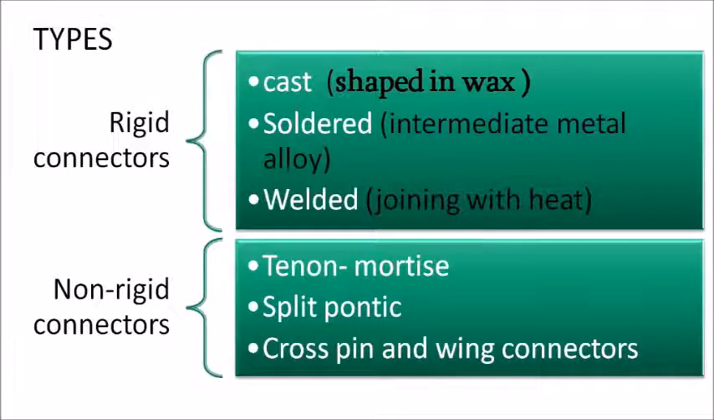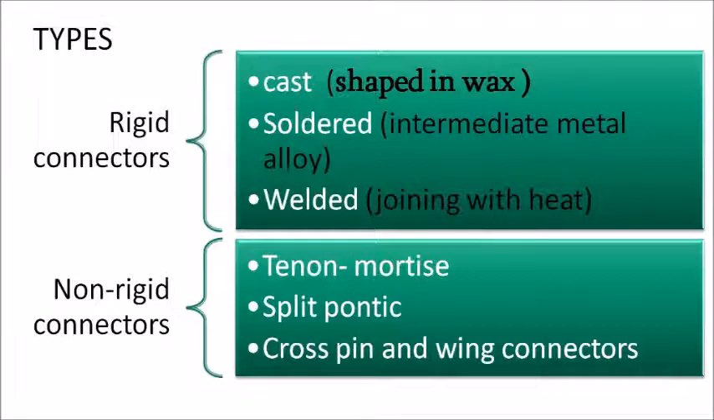So connectors are of two different types. They are rigid connectors and non-rigid connectors. So rigid connector will have a fixed joint. That is, the pontic and retainer will be fixed together and there won't be any sort of movement between the components. Whereas in non-rigid connectors, the pontic and retainer will have some amount of movement. That is because the connector itself is fabricated in two parts or three parts. So there will be some amount of movement between the connector, and thus the FPD will be a movable FPD.